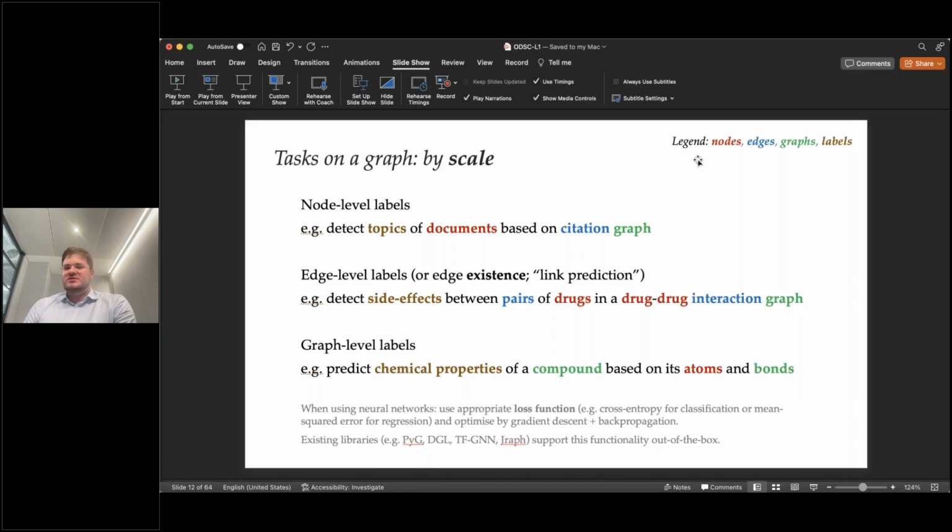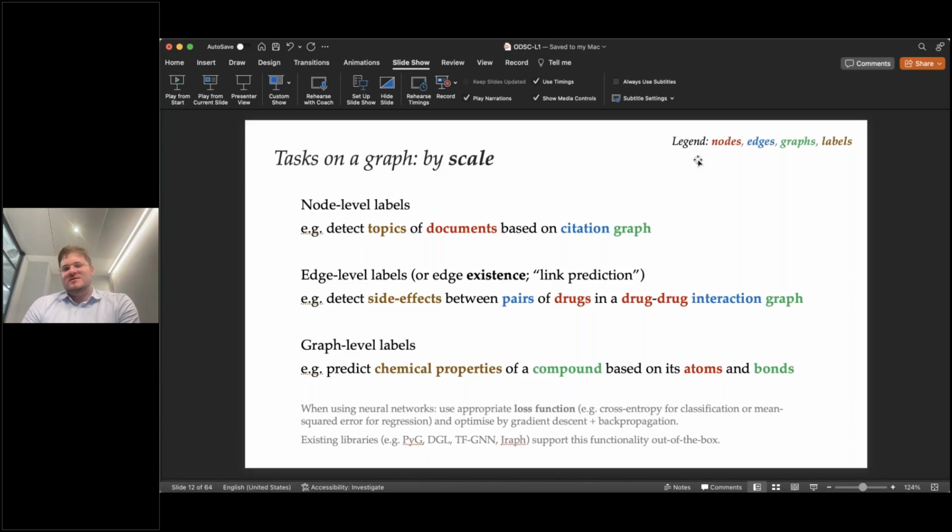You could do predictions on the level of nodes. So say your nodes could be documents connected together by citations, and then a node level task would be to detect the topic of each document. You could also have edge level labels, or even predicting whether edges exist or not, which is a link prediction task, very common in recommender systems.